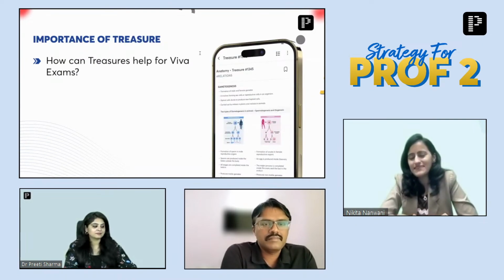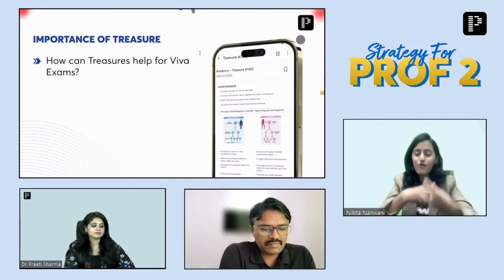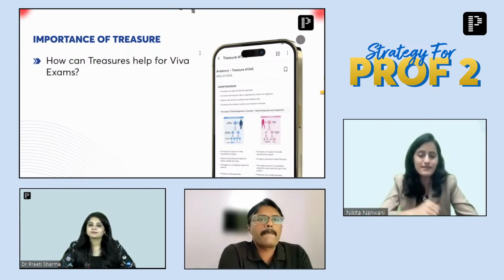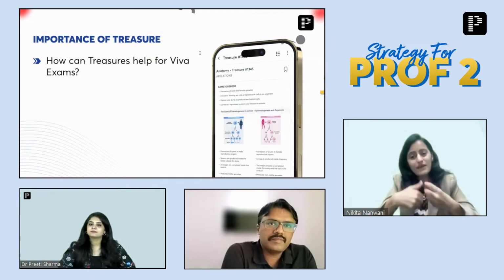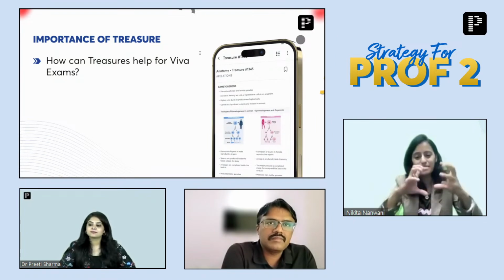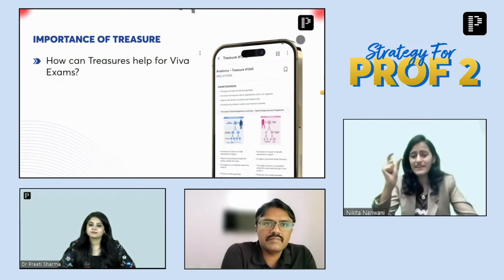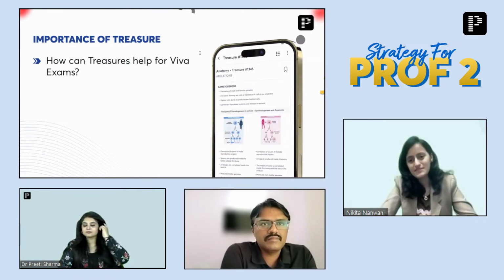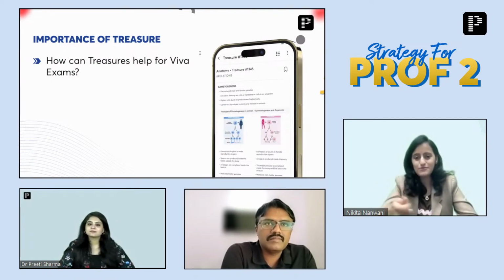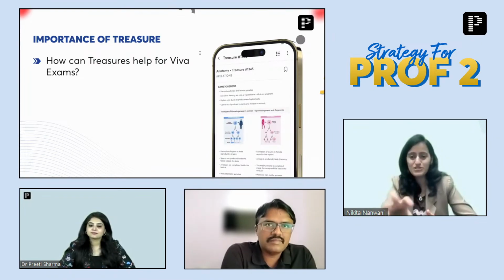Coming to the importance of treasures, we've also updated the treasures in the app, like we can see on the screen as well. We have made it more detailed, so that the entire topic has been covered in the treasure itself. So basically, if somebody has to write a short note or even a long answer, the treasures can help there as well.